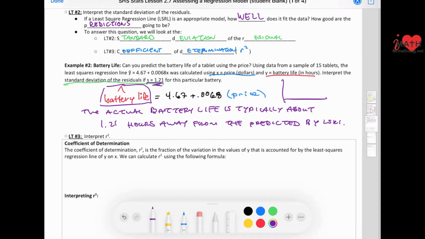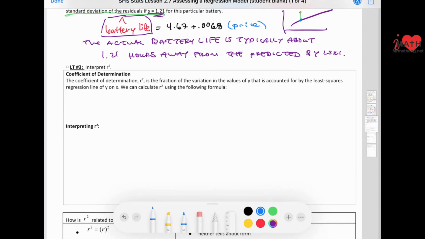Does that make sense? So we're saying that is my least squares regression line, and the standard deviation is we're just saying that the actual was 1.21 away from the predicted. Right? It was supposed to be that blue point, but in red there's a deviation there. Because that's the standard deviation of all the residuals. We're taking all the residuals and then finding the standard deviation. Okay? All right, let's move on to learning target number 3, and then we'll put it together.